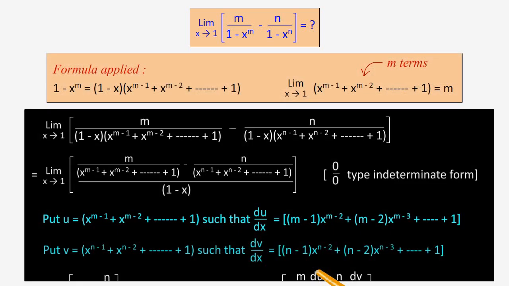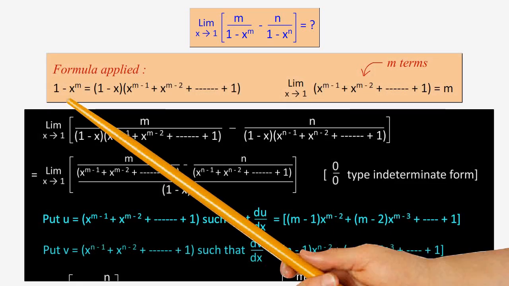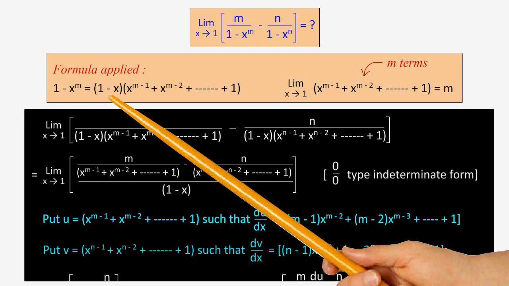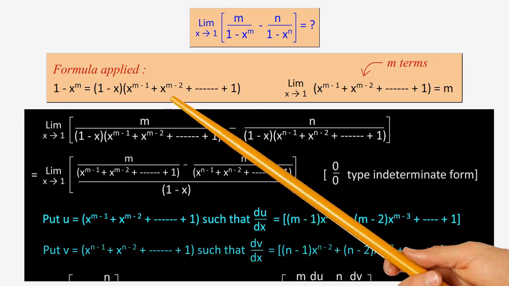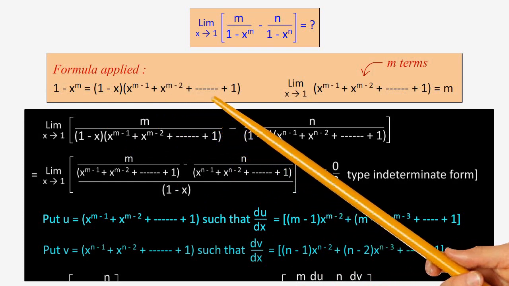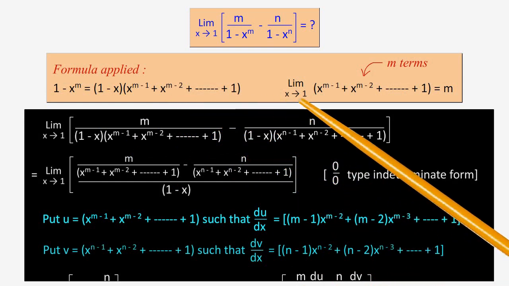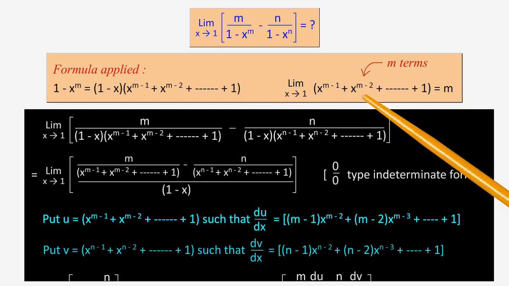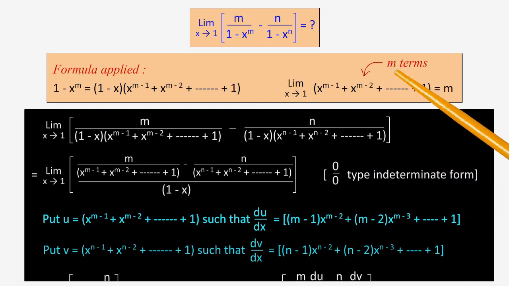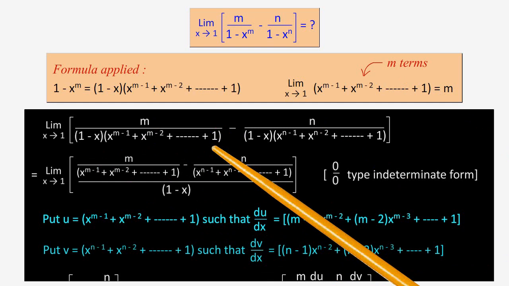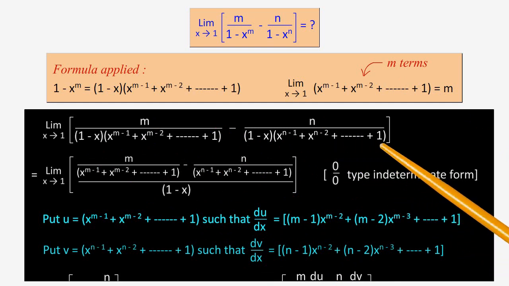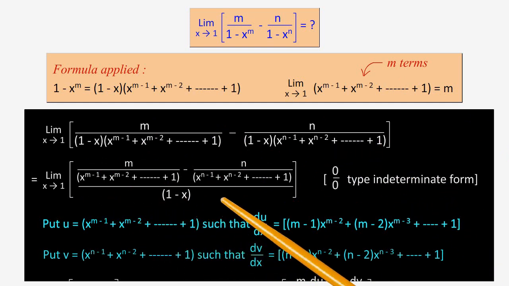Now we know that 1 minus x to the power of m is equal to 1 minus x times x to the power of m minus 1 plus x to the power of m minus 2, carrying on like this up to 1. When x approaches 1, each term of the series becomes equal to 1, and since there are m terms in the series, the value of the limit of the series as x approaches 1 is equal to m. So we get m divided by this thing over here, and similarly over here it becomes n divided by this thing. Further simplification leads to this.